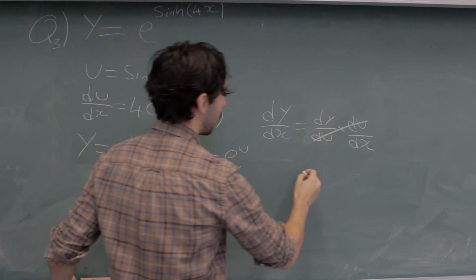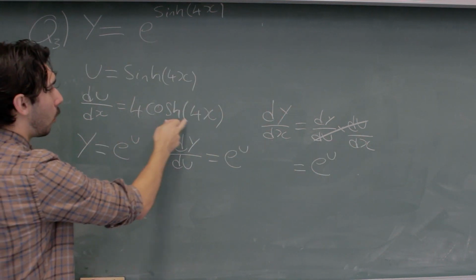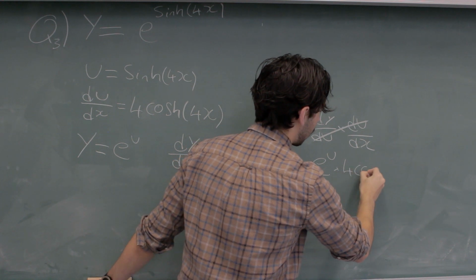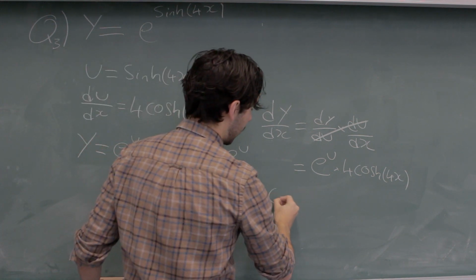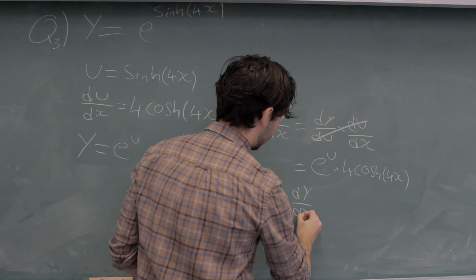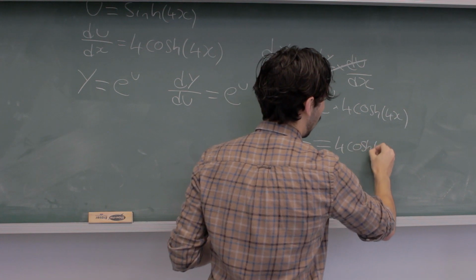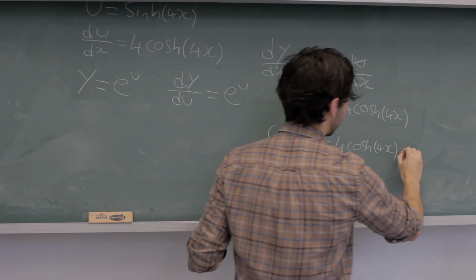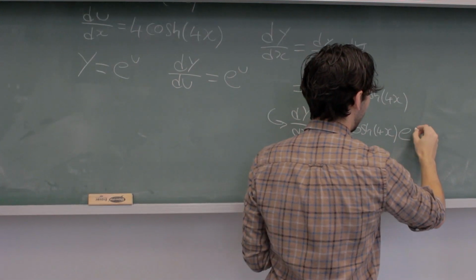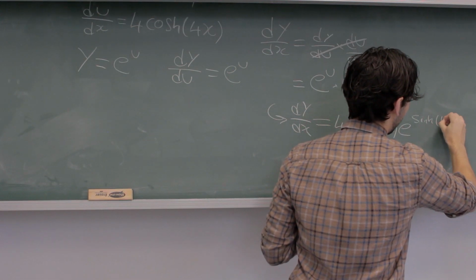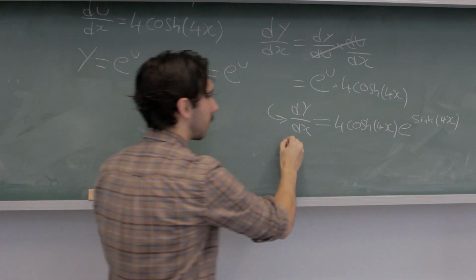So dy du is e to the u, and du dx is 4 cosh 4x. So times 4 cosh 4x. And we can clean this up a little bit, can't we, guys? So the whole thing, dy dx, this is going to be equal to 4 cosh 4x times e to the power of, and remember what u actually was, it was sinh 4x, so this is e to the power of sinh 4x. We kind of got really small handwriting towards the end, but that's the answer.